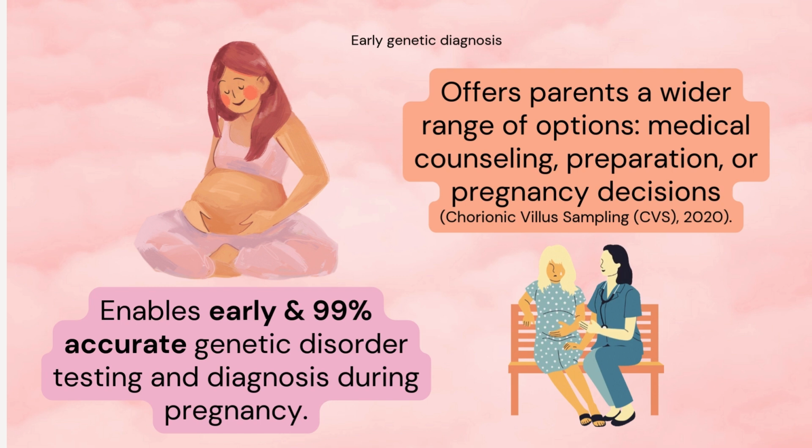Before prenatal screening technology such as CVS was available, parents would remain uninformed of defects their children would have until they gave birth to them. Nowadays, CVS boasts a 99% accuracy, and for parents with a history of inherited genetic abnormalities, CVS provides reliable results. Since it is accurate and early, parents can trust the results and have a wide range of options to consider. These include medical counseling, preparation, or decisions regarding the continuation of the pregnancy.